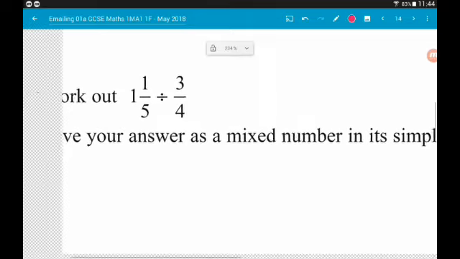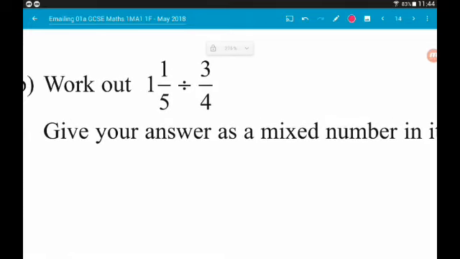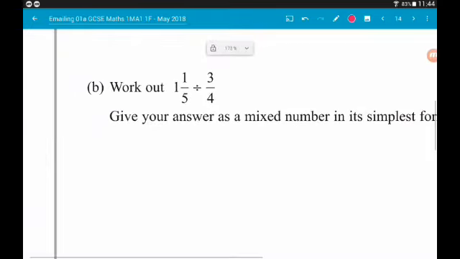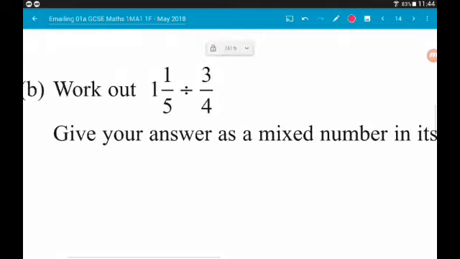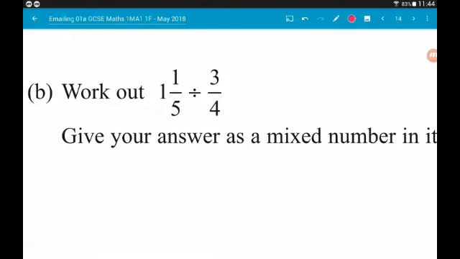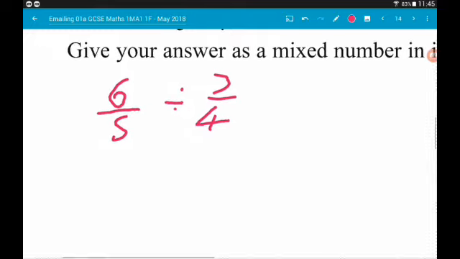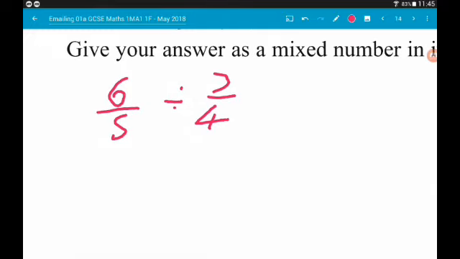Okay, then part B wants us to work out 1 and 1/5 divided by 3/4, giving our answer as a mixed number in its simplest terms. So, first of all, we have a mixed number here, so we need to turn that into an improper fraction. So 1 and 1/5 is 6/5 divided by 3/4. Now to divide by a fraction, you flip him over and multiply by it.